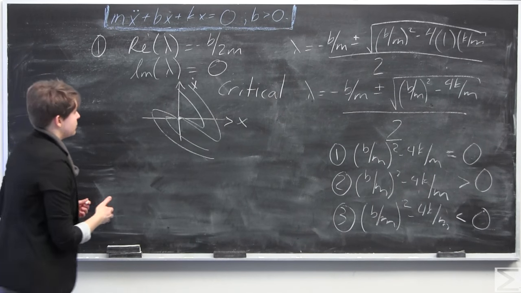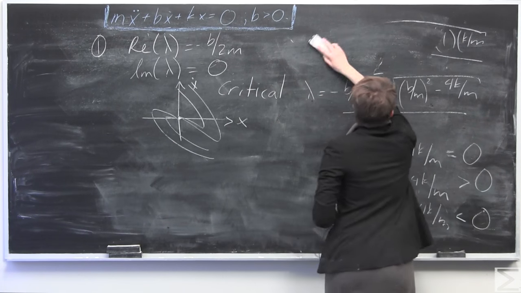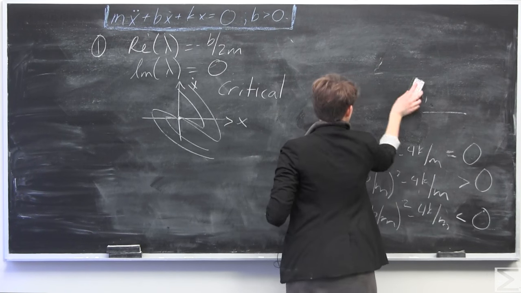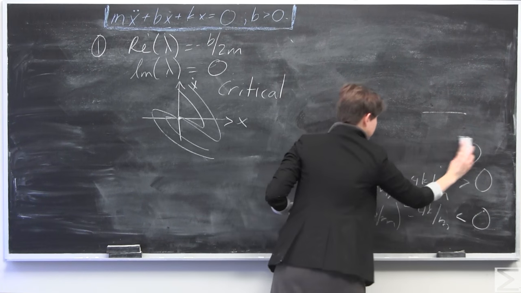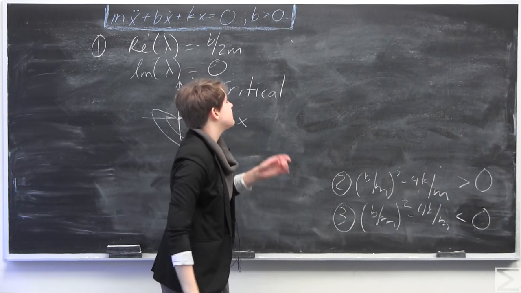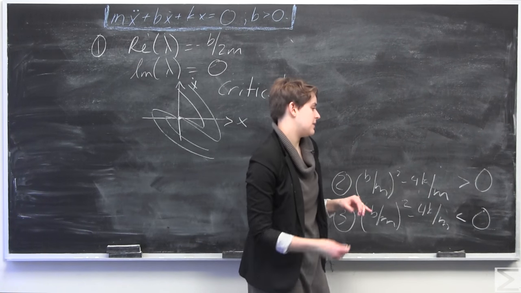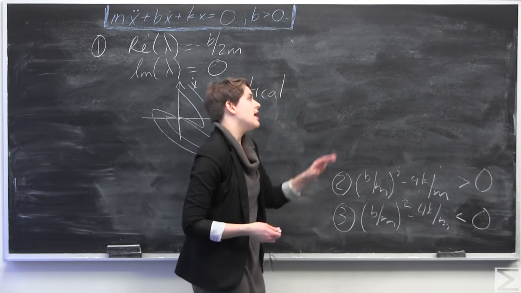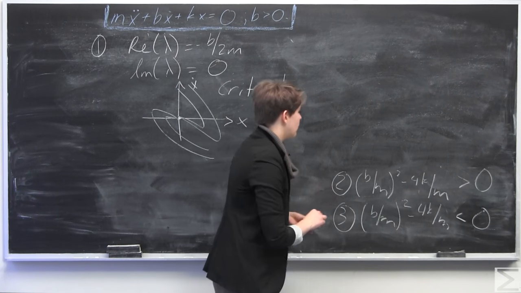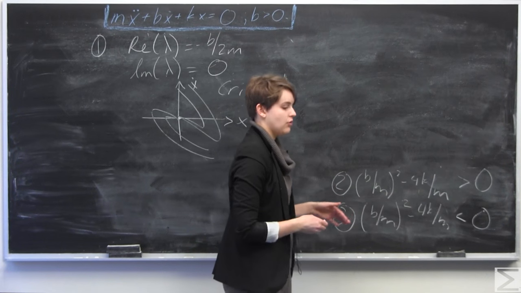Okay, so I'll just erase this over here. Okay, so we've taken care of the first case, so I'll just erase that. Okay, so in the second case, in which b over m quantity squared minus 4k over m is greater than 0, as you can see, because this quantity was under a radical, because it's greater than 0, there will not be any imaginary part to the eigenvalue.